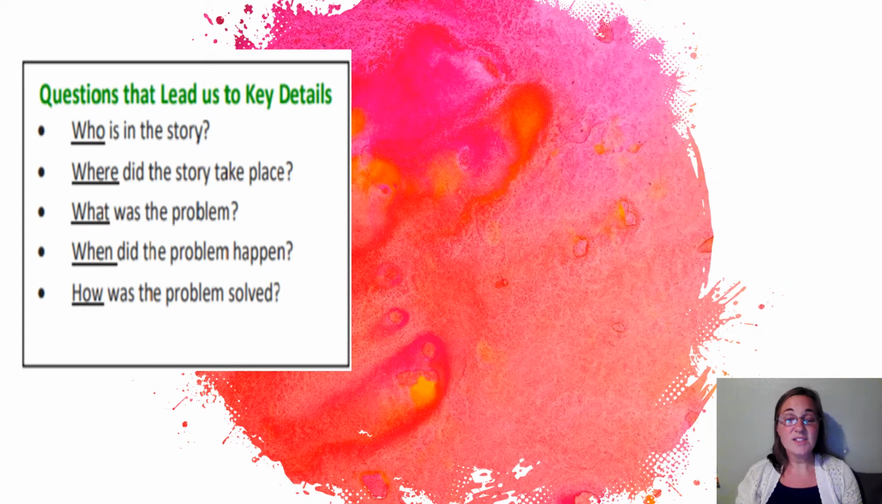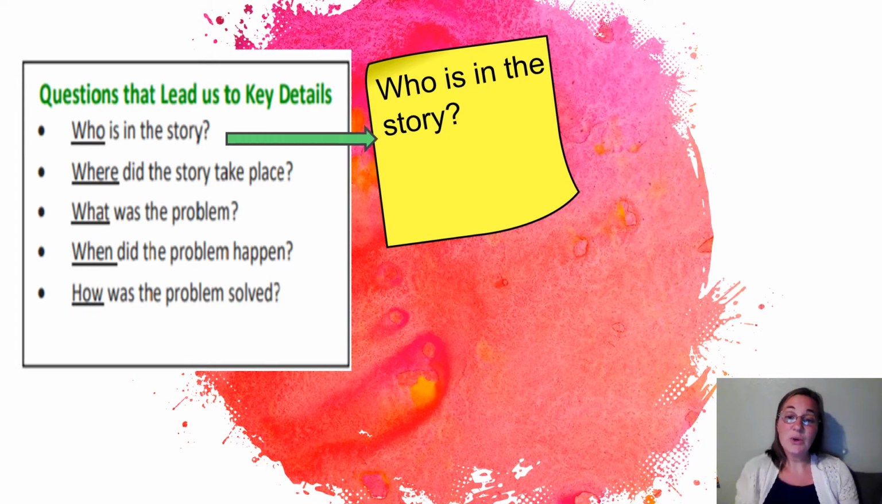The first thing I need to do is choose a question that leads me to key details and write it on a sticky note. If you don't have a sticky note, a piece of paper is fine too. I'm going to choose this question: Who is in the story? Then I need to look back at the text and find exactly where in the story it tells me the answer. Who is in the story?